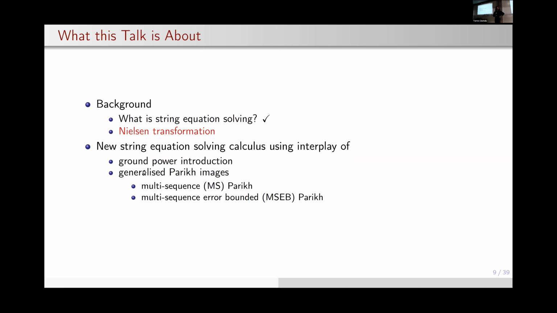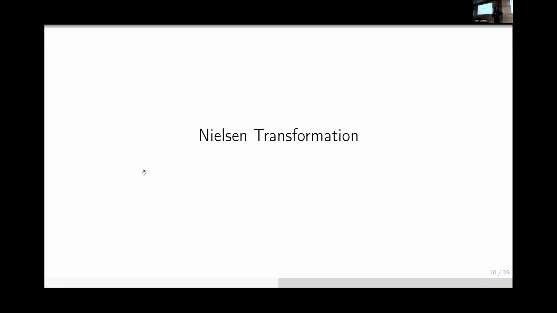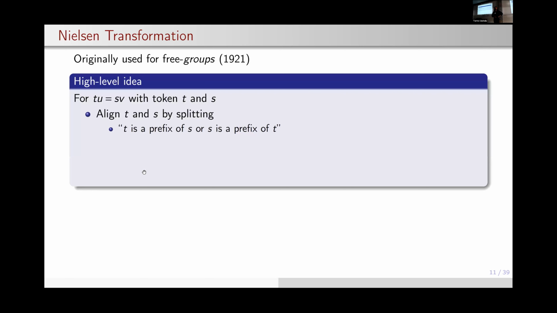Okay, so far so good. These are string equations, and now let's quickly also talk about the instant transformation. And it's very easy. So the high-level idea of instant transformation is just you look at the very first token of a string equation. So let's assume you have the first token T on the left-hand side and S on the right-hand side. These are just tokens, some string variable or a character, and then preceded by some U on the left-hand side, V on the right-hand side. And the only thing we have to do is to align this T and this S. We don't care about anything else right now.